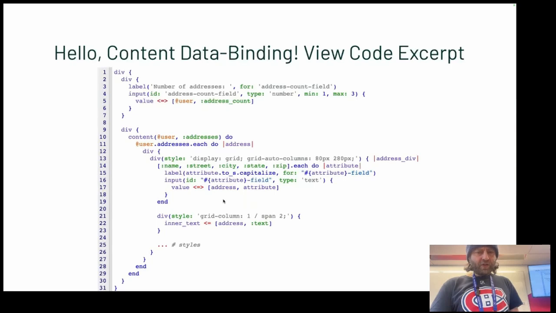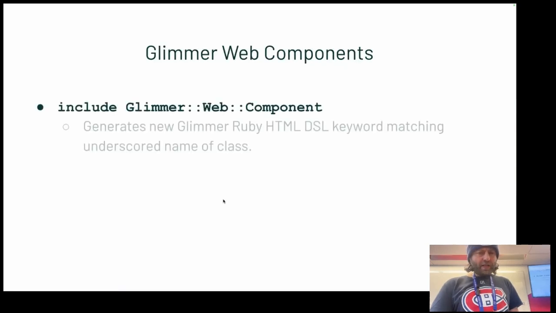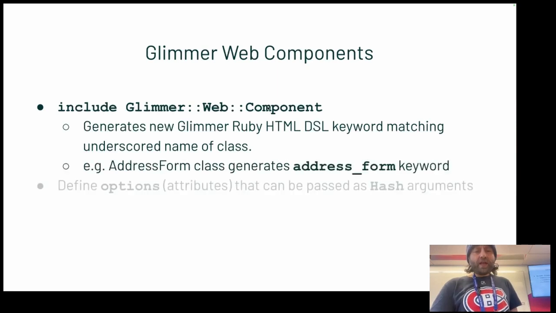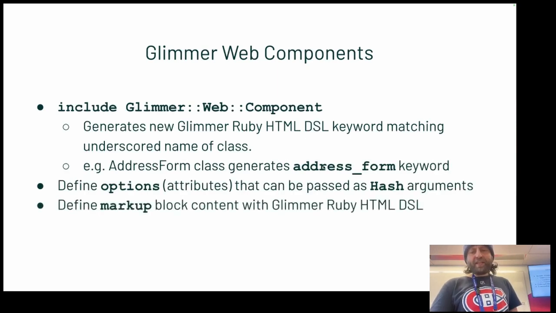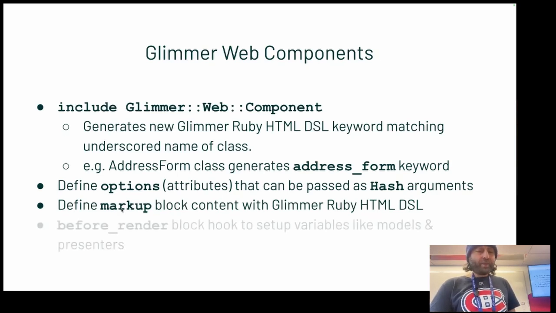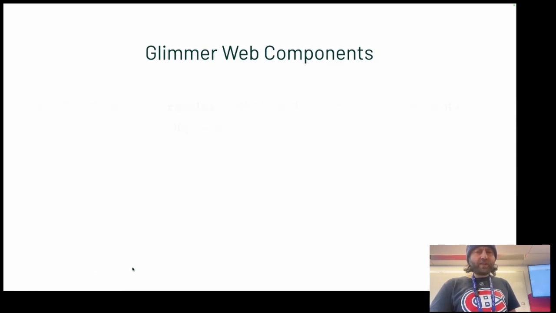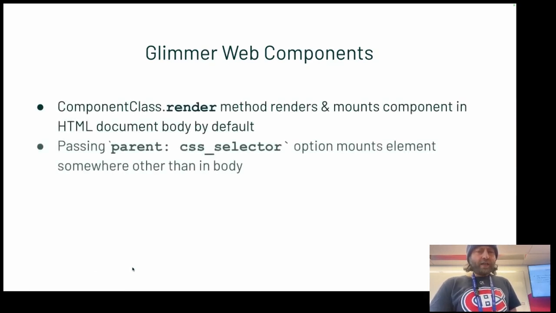And that's about it. Next, let's talk about components. Components are Ruby classes that mix in this module, Glimmer Web Component. It generates a word matching the class in underscored form, so address form becomes address underscore form. You can pass options or attributes. Then the body of it is in the markup block. It's got a before render block and an after render block for extra work if needed.